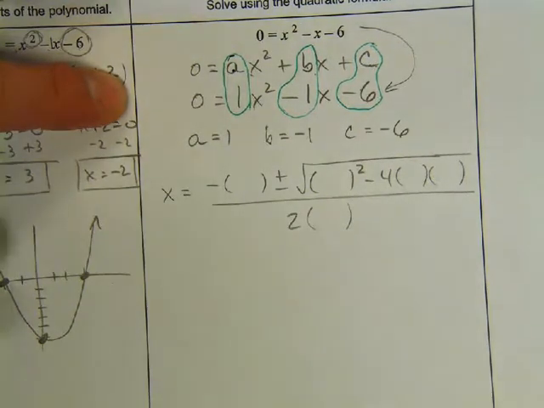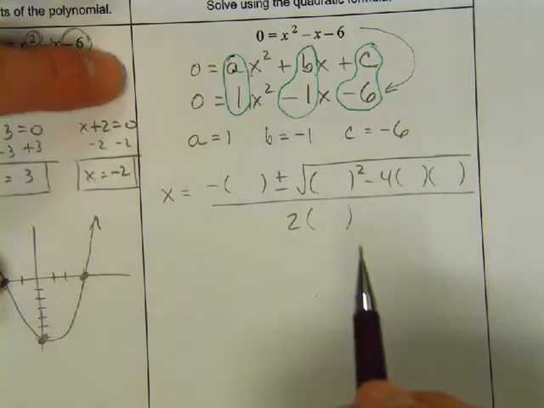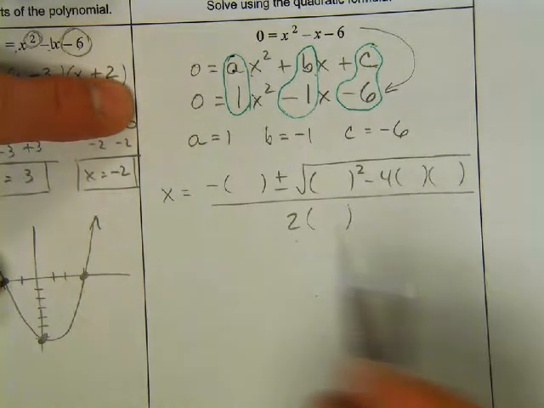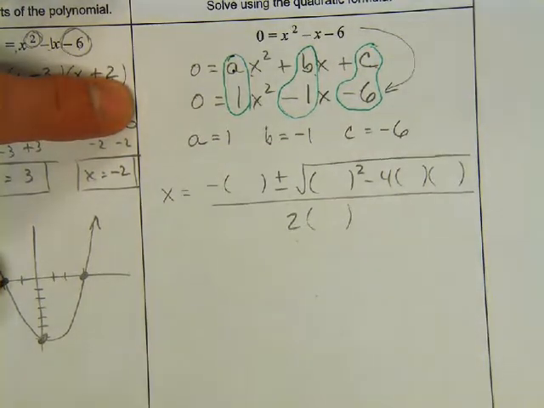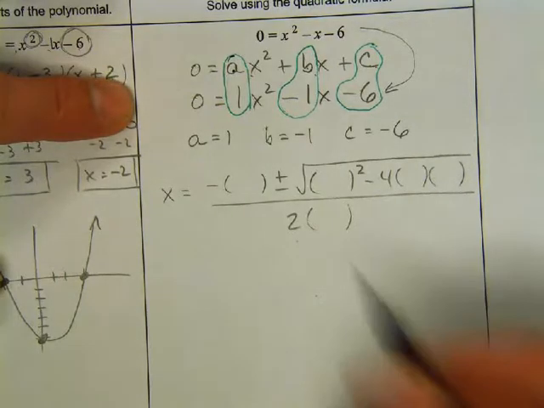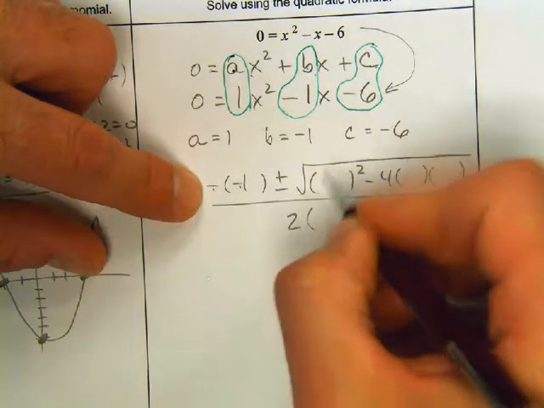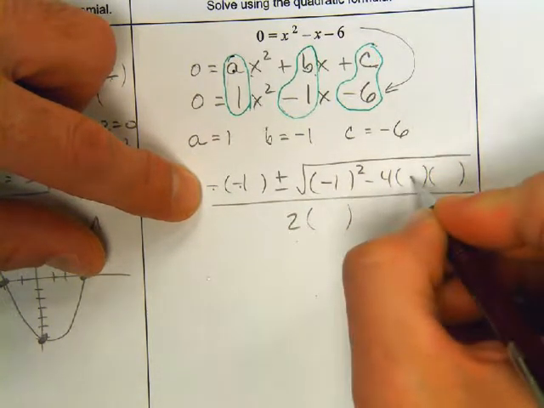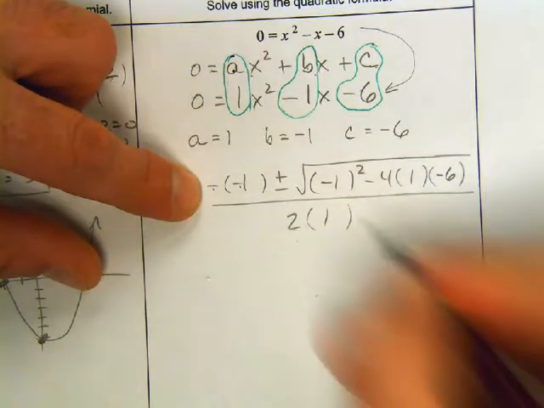Okay, so what I like to do, because I tend to make mistakes with signs, especially when I do negatives of negatives, is rewrite the equation with all parentheses, and then I plug in the a, b, and c values. So x equals minus b, negative 1, plus or minus square root b squared, negative 1, minus 4a, 1, c, negative 6, all over 2a, 1. Okay?